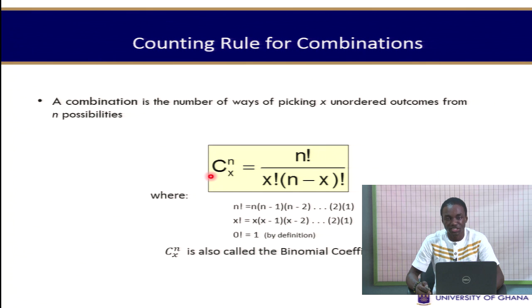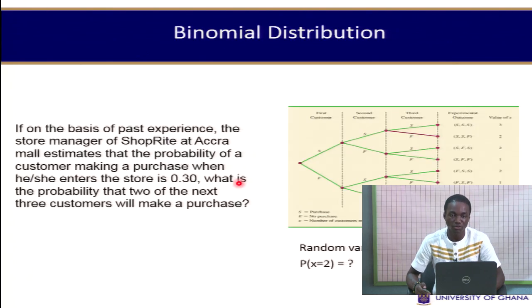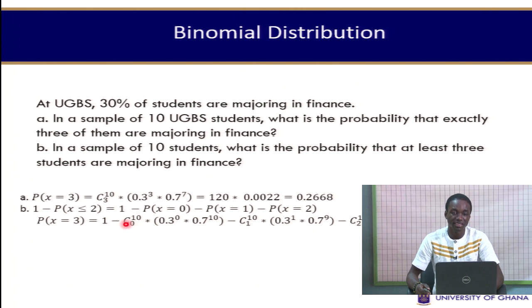When you go back to our binomial distribution formula, we are saying that the whole of this can be represented by n combination x, which is the whole of that. So if you go back to our solution, since n is 10 and x is 3, we have 10 combination 3 multiplying the probability of success. Remember that it is p raised to the power x.